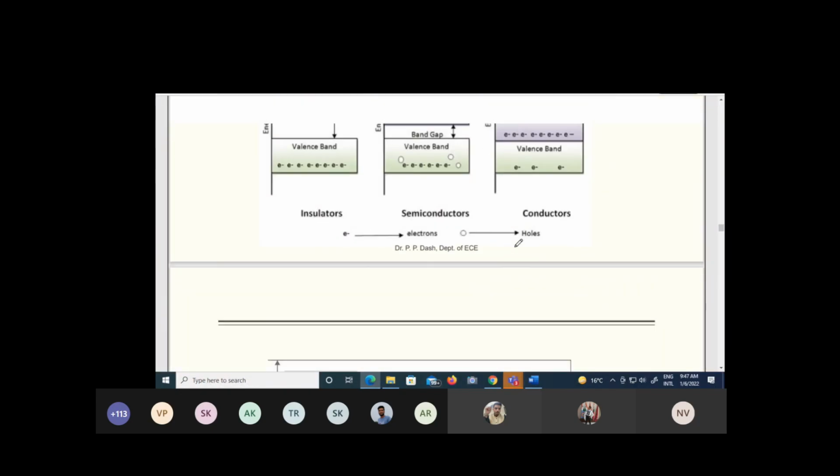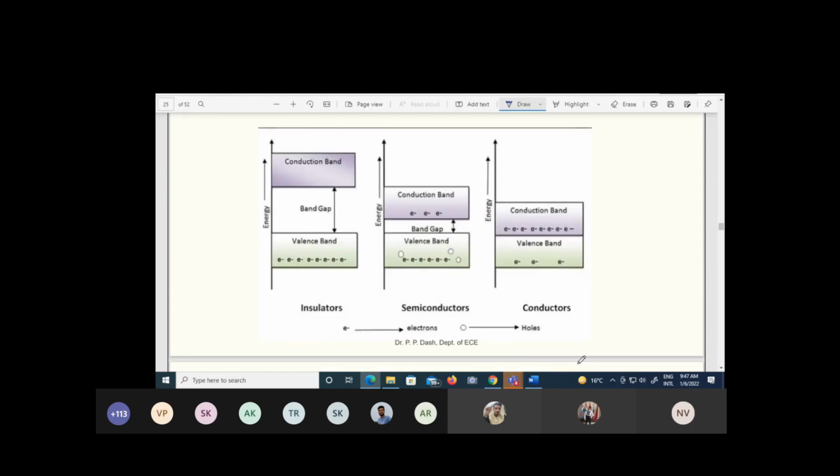Okay, so next, just to brush up your idea about the materials: insulator, semiconductor and conductor. What is the basic difference between them? See, in an insulator, the band gap between the valence band and conduction band is very high. So it requires more energy to move the electrons from one band to another band. That's why an insulator will not conduct. In a conductor, the bands are just overlapped or the band gap is almost zero, so it can easily conduct.